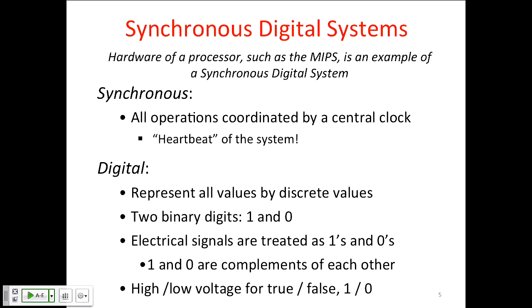There are many advantages to that: you can reliably generate ones and zeros, and you can easily remove noise by telling whether a signal is above or below a certain value, is it a 1 or a 0. There are many reasons why we use binary in our systems today, but all of the systems we're going to be talking about are synchronous and digital. Even the processor is going to be synchronous and digital.